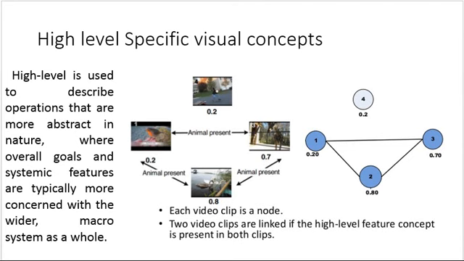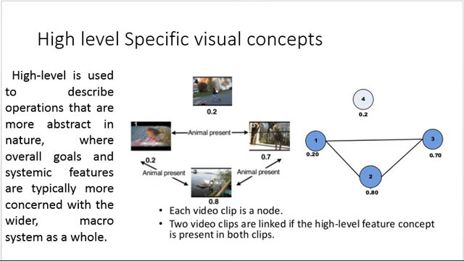So each video is a node here, and then overall animal present. Each video is a node, and 2 clips are linked with a higher level concept that animal is present. Otherwise, there is no relation between the clips. So out of these 4, we can say these 3 clips are related somehow, by the animal.